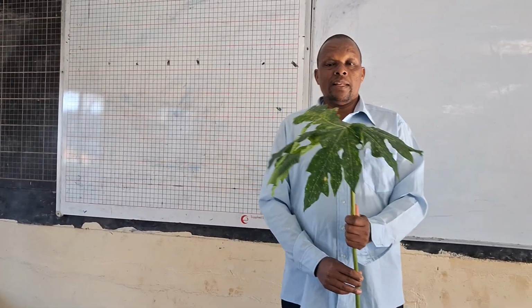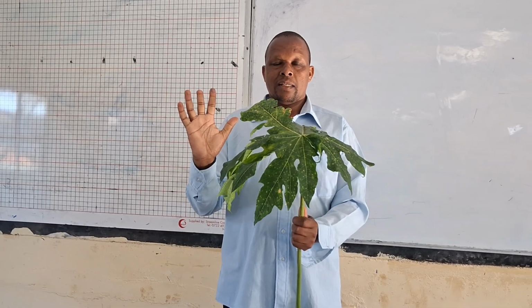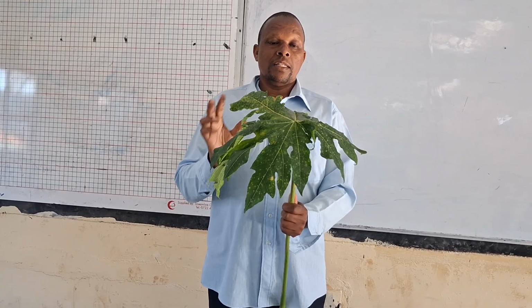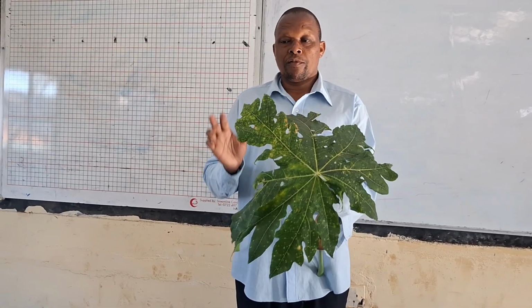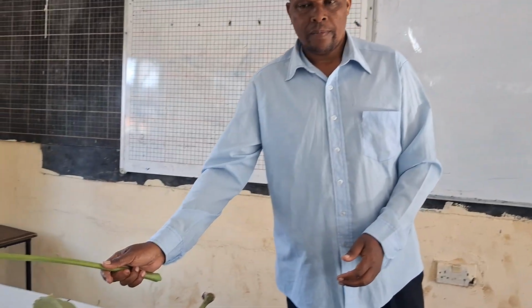Lastly, we have this one also. So if you look at this one again keenly, it just looks like the palm of my hand. So this one again is a palmate compound leaf. So you have got 2 palmate compound leaves, and we have a trifoliate leaf.